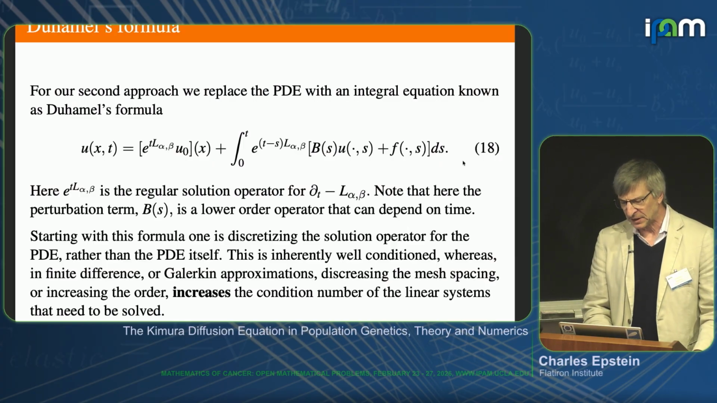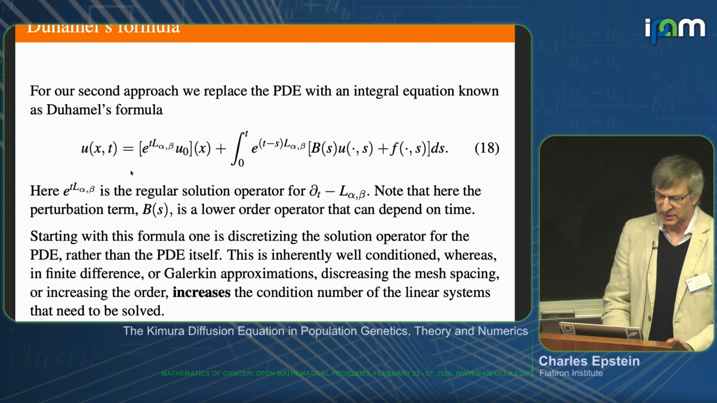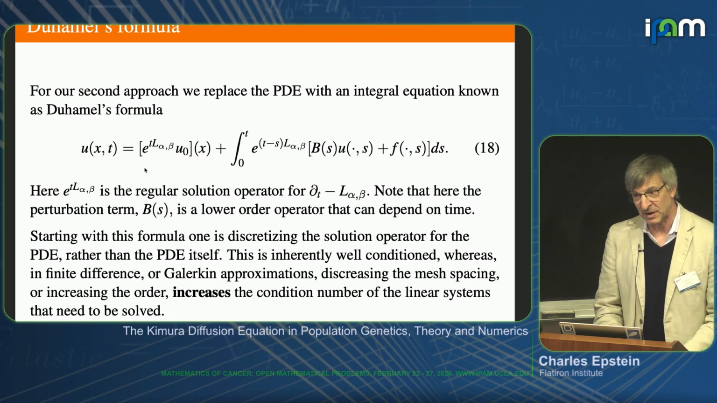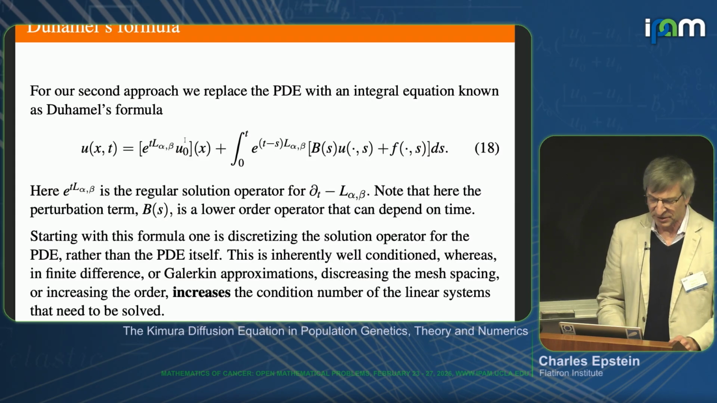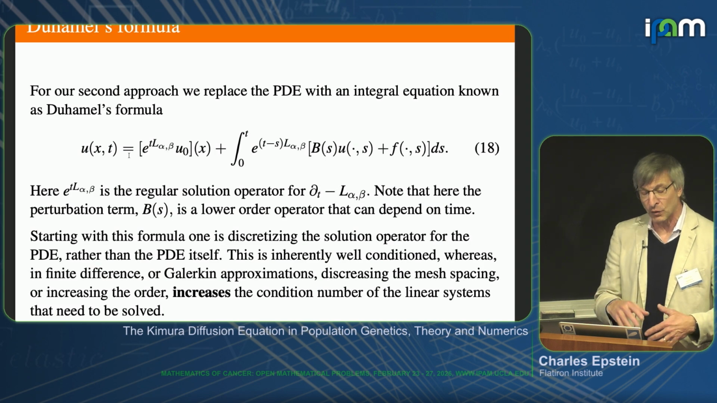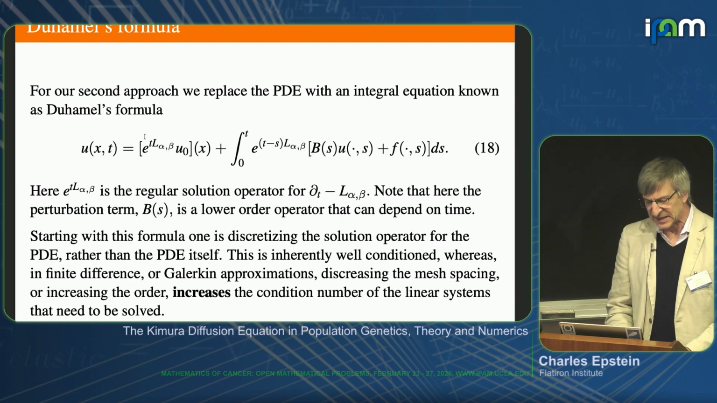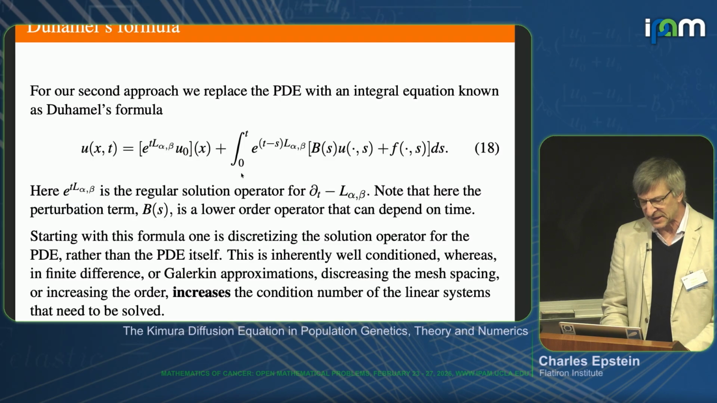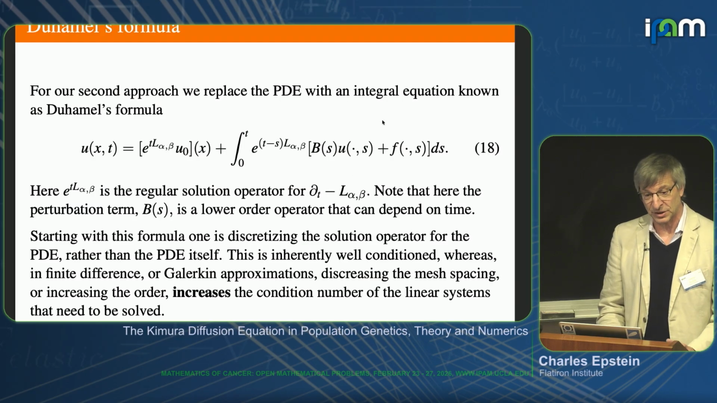So it starts with something known as Duhamel's formula. Duhamel's formula is what you get if you multiply the equation by the fundamental solution for the L alpha beta part, and you just integrate by parts a bunch of times. You get the following formula, which looks like a formula for the answer. u(x,t) is given by e^(tL alpha beta), the solution operator, applied to the initial data, plus this integral from 0 to t of e^((t-s)L alpha beta) applied to this term, which is sort of a perturbation term.